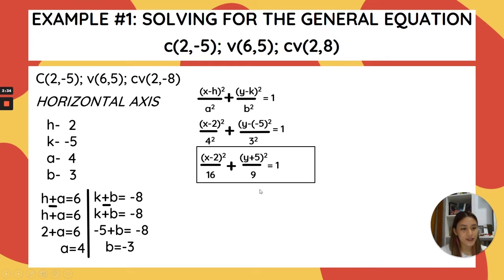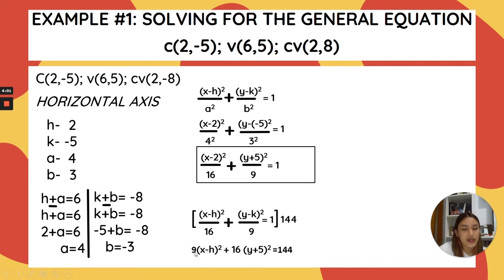And then next is to solve for our general equation. Our general equation is not in rational form, so we need to eliminate those denominators. So the question here is how. First, you're going to want to multiply both sides of the equation by the LCD, which is 144. So we will have 9 times x minus 2 quantity squared plus 16 times y plus 5 quantity squared equals 144, and then we need to expand the binomials.